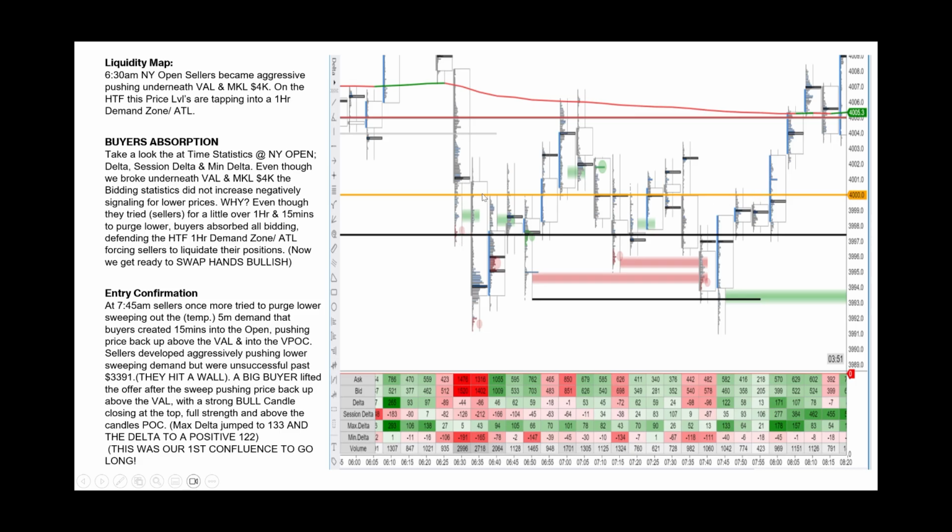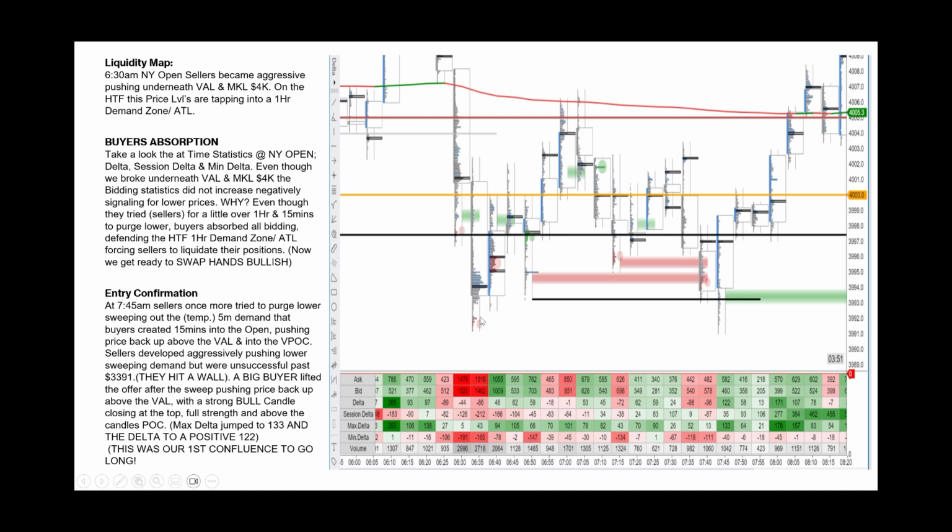So at 6:30 a.m. New York open, we push underneath major key level 4K, and then we push into the value area low. We have a slight reaction up, and then we break that, and then we close underneath with strong conviction, or quote unquote strong conviction, from sellers.